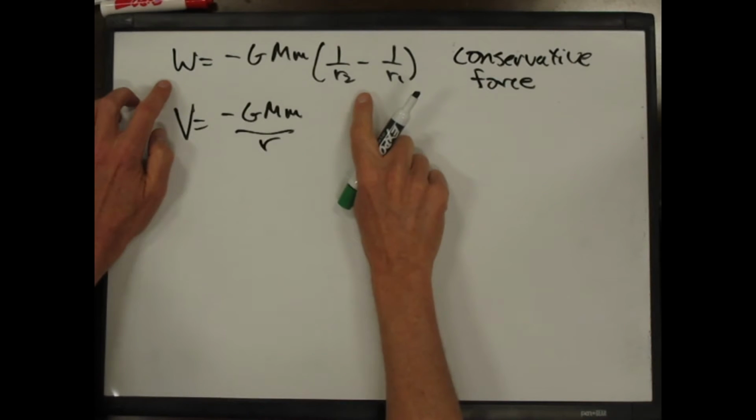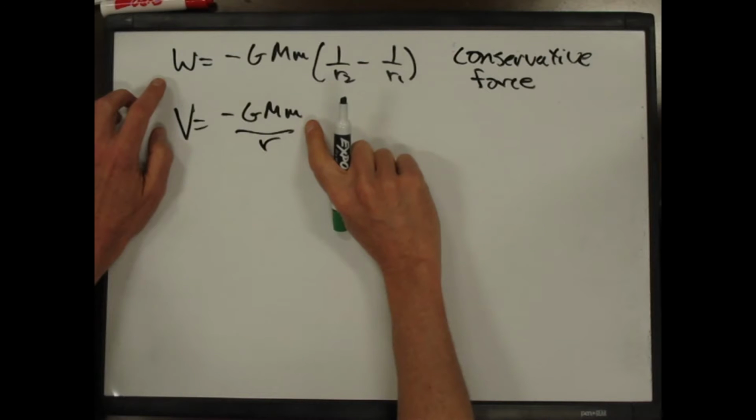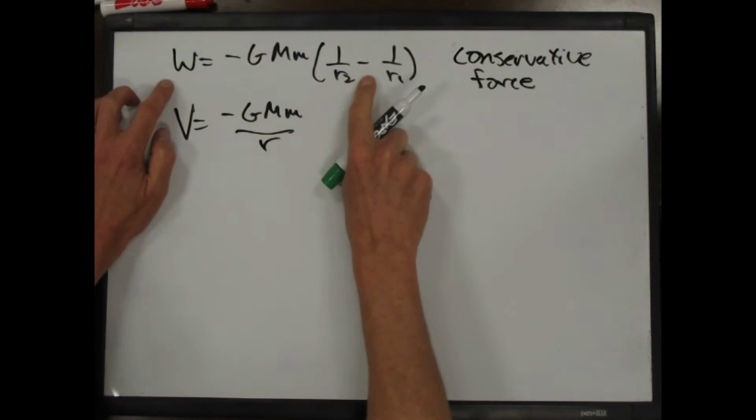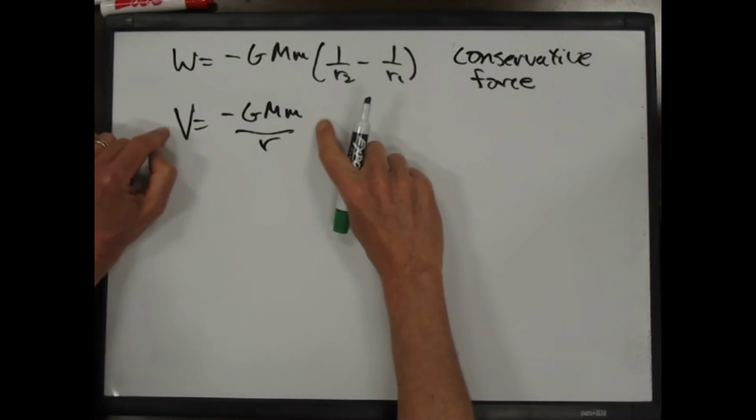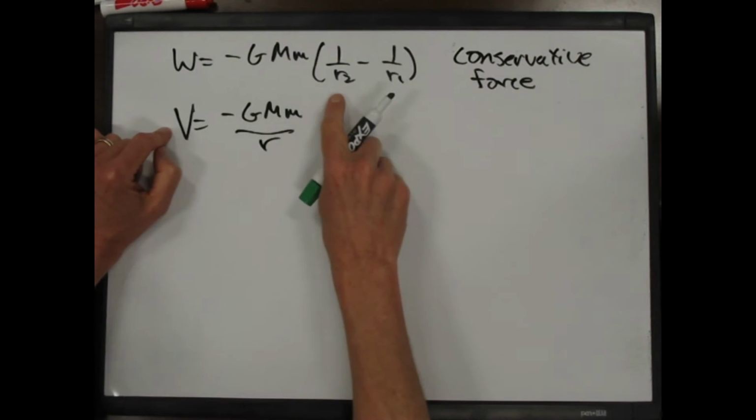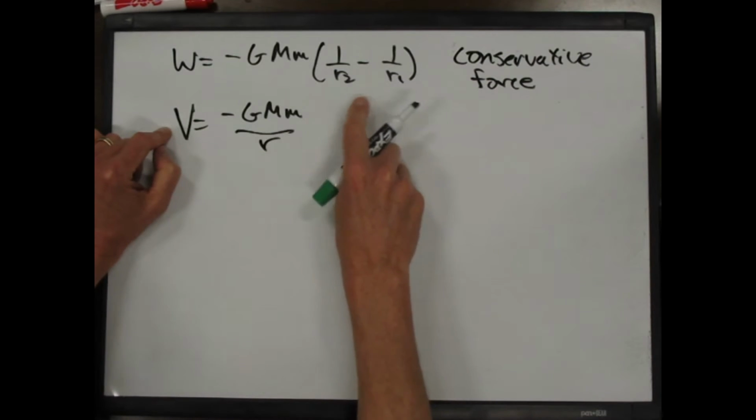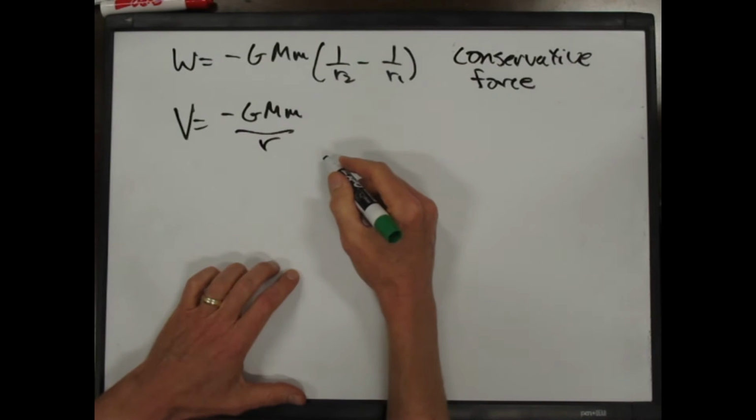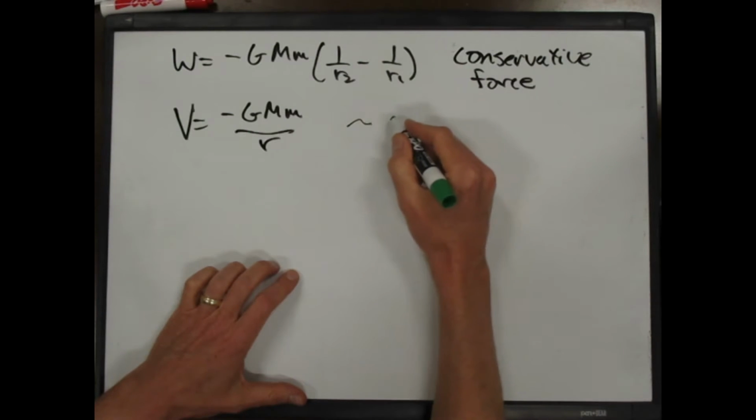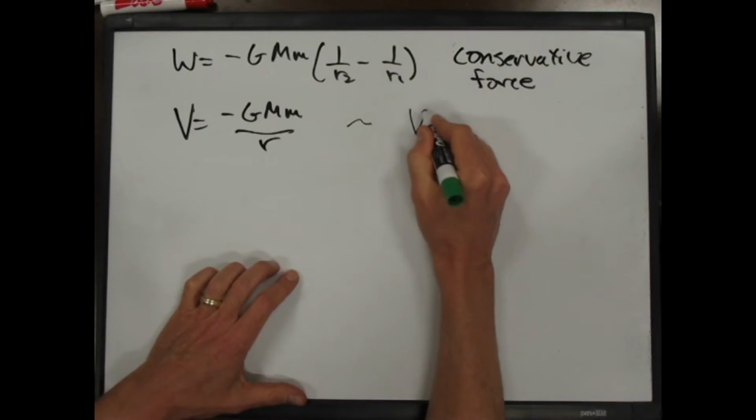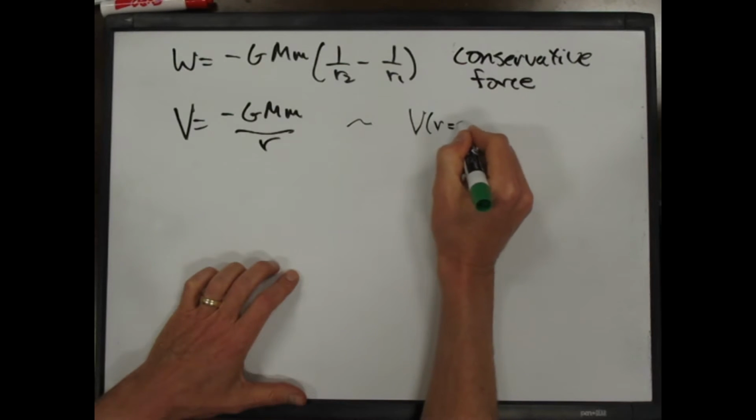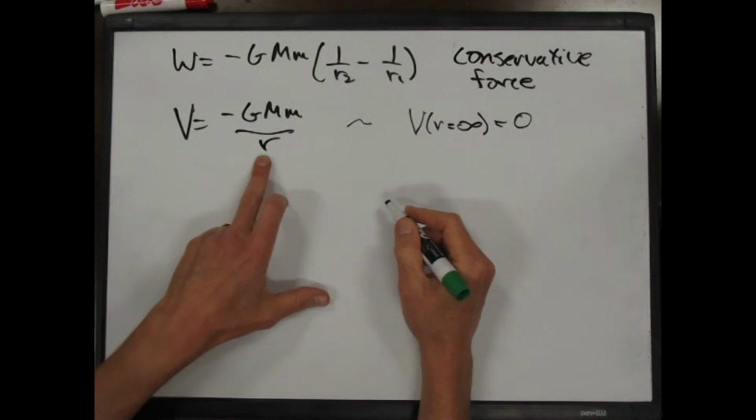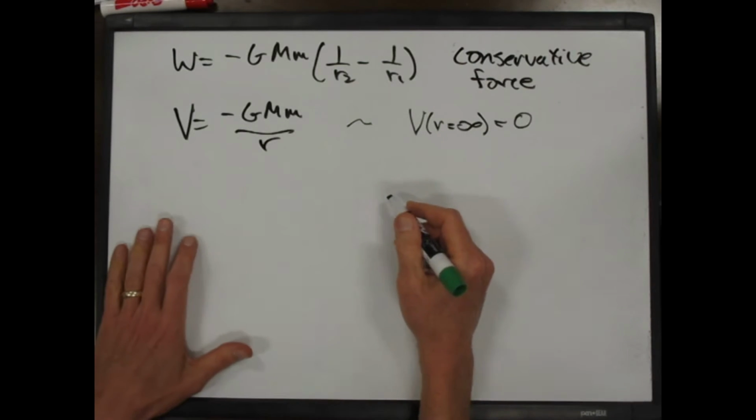The work done by the field is equal to the negative of the potential energy, but this isn't the work done by the field, it's the work done by you, which is equal to the potential energy. And so we can write the potential energy. If this is the change of potential energy, final minus initial, then this is the formula for potential energy. There are a couple of things we notice. First of all, V of R equals infinity is 0. If I stick in a very large R, the potential is 0 at infinity.